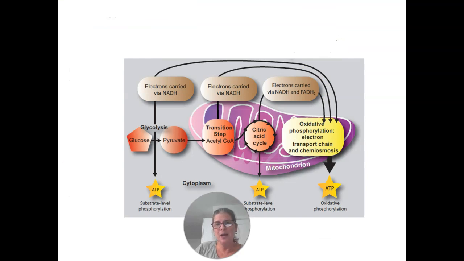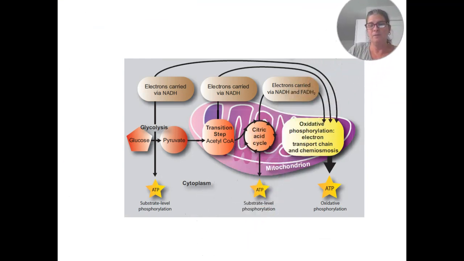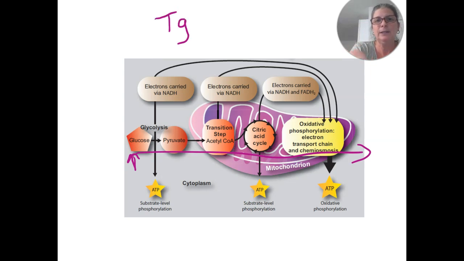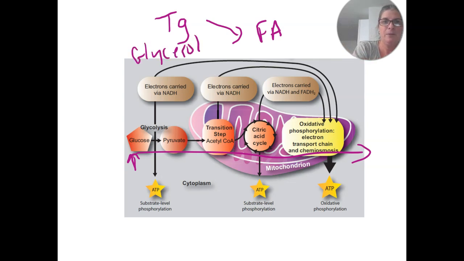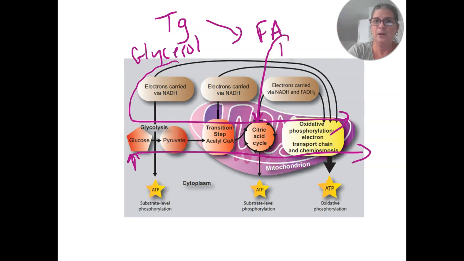So if we're trying to do a little summary of the molecules, we know that glucose comes in and goes straight through, right? It goes through glycolysis, transition, citric acid. If we look at our triglycerides, they get broken down into the fatty acids and the glycerol. Well, remember, the glycerol just goes straight through, just like the glucose. The fatty acids, however, are going to go through that beta oxidation process, and they're going to go right into the citric acid cycle and through.